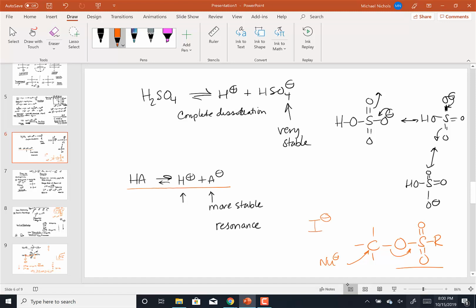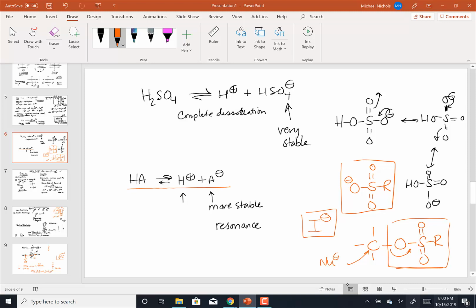And when it does, it's going to form an O minus attached to an S double bond O, with an alkyl group on the other side. Is this a weak base? Absolutely. Why? Because it's stable. Why? Because it's stabilized by resonance. So in general, our best leaving group would be I minus, but if I can actually create this as a leaving group, it will be even better.